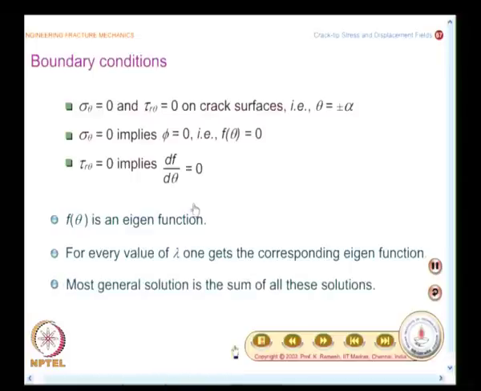And as I mentioned earlier, you have to note down that f of theta is an Eigen function. And in all this class of problems, this is how we write the most general solution. For every value of lambda, one gets the corresponding Eigen function. And the most general solution is the sum of all these solutions. So, what does this method guarantee? You are going to get a series solution.